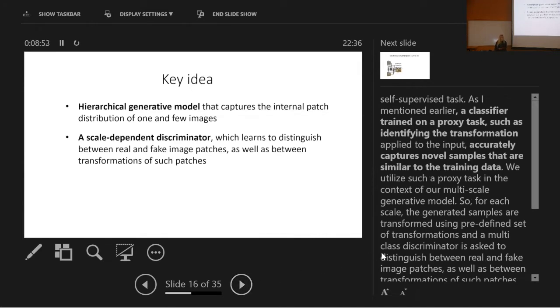The second component is self-supervised tasks. As I mentioned earlier, a classifier trained on proxy tasks to distinguish between transformations can accurately capture novel samples that are dissimilar to the training samples. We utilize such a proxy in our setting. For each generated image, as described in the first component, we transform these images using a predefined set of transformations. And then we use a classifier that needs to distinguish between the real and the fake images, and also between the transformations of these images.